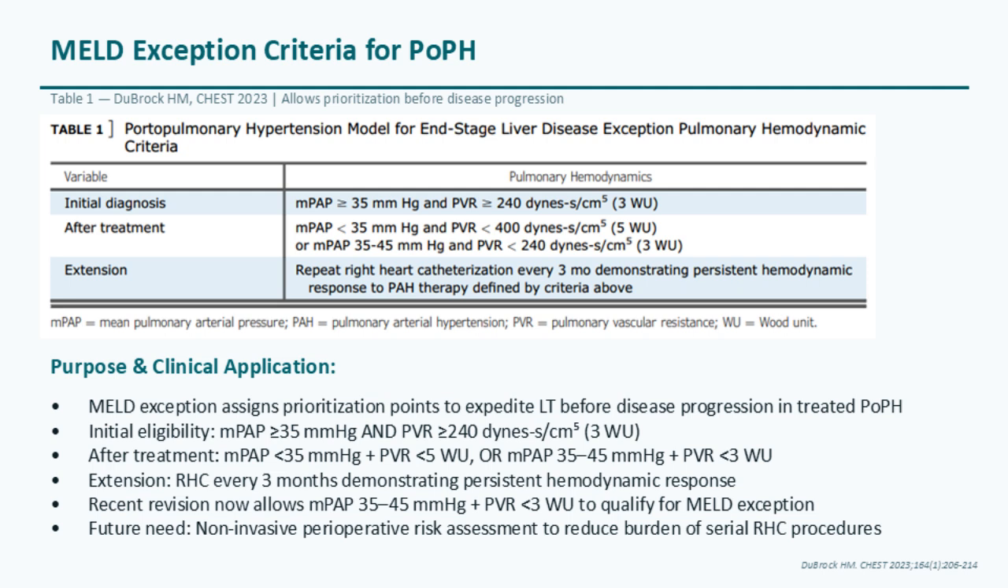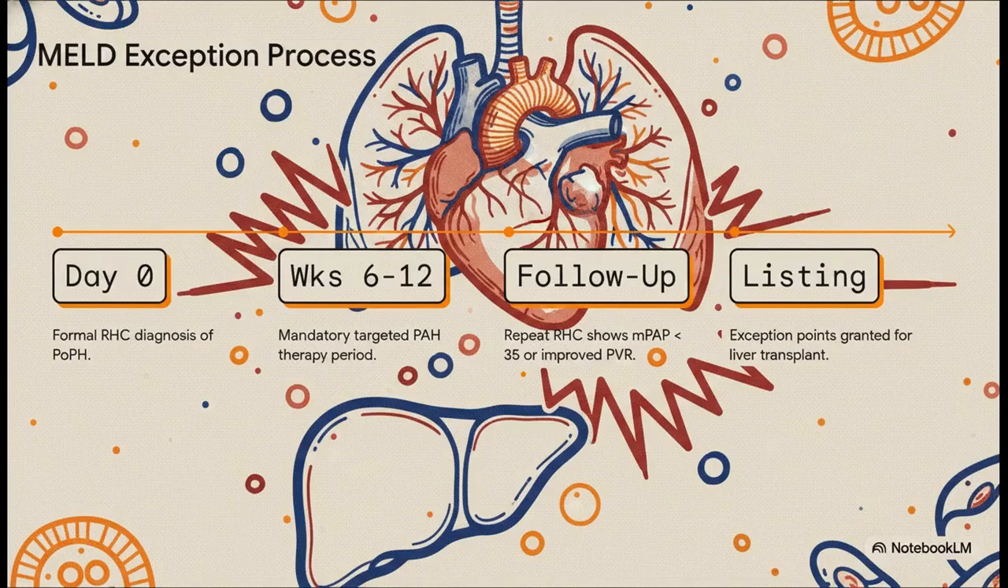After those 6 to 12 weeks, a repeat right heart cath must actively demonstrate improved hemodynamics. Specifically, the MPAP must drop below 35 or the PVR must significantly improve. If they prove that they can be medically optimized, they are granted the exception points to get them into theater before their failing liver takes their life.